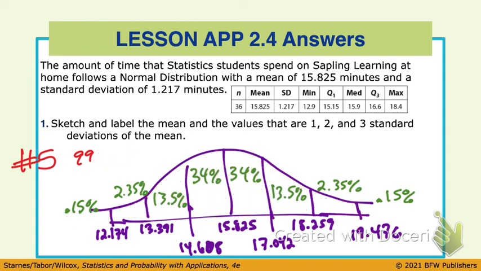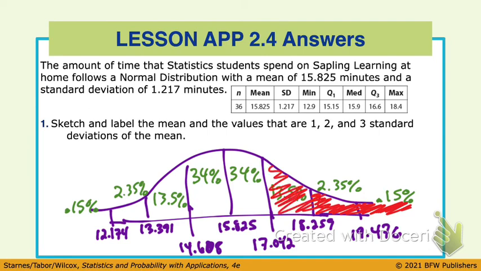All right. Last question here. How long is a student spending on Sapling Learning if they are in the top 16 percent? So again, now we're starting at the top. There's 0.15. Here's the 2.5 in the top. And now we're at 16. So the answer would be 17.042 minutes. Cool? How do we feel about that?